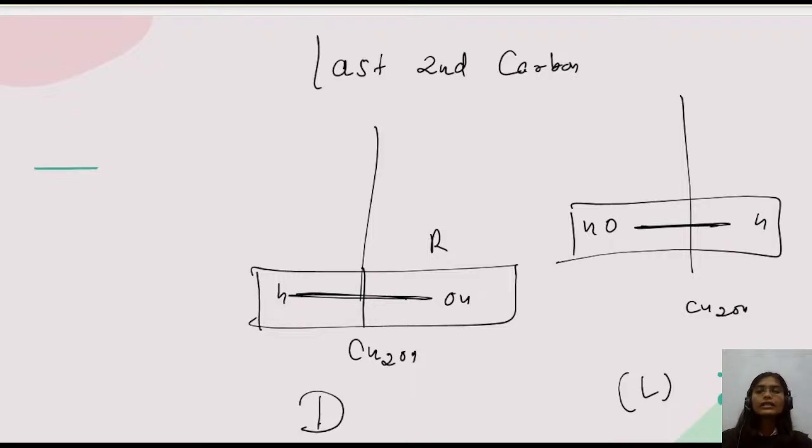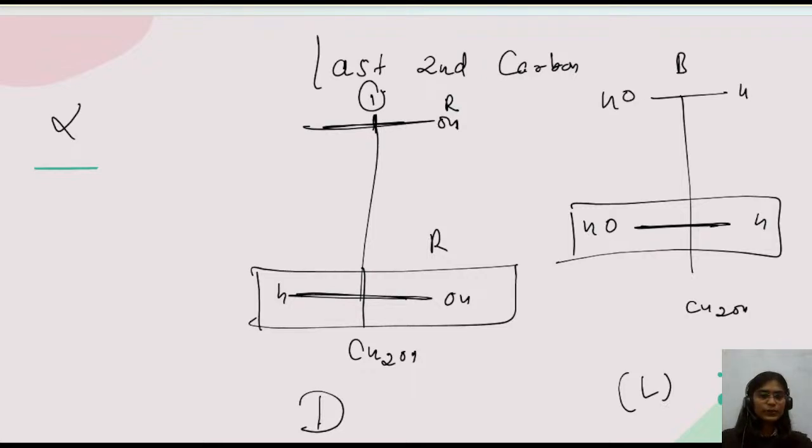Okay, and the second thing we discuss here is alpha and beta. What is the meaning of alpha and beta? If the OH on the first carbon, carbon number one, is present on the right hand side, it's alpha. And if the OH is present on the left hand side, it becomes beta. So two points we discussed: D or L, and alpha and beta.